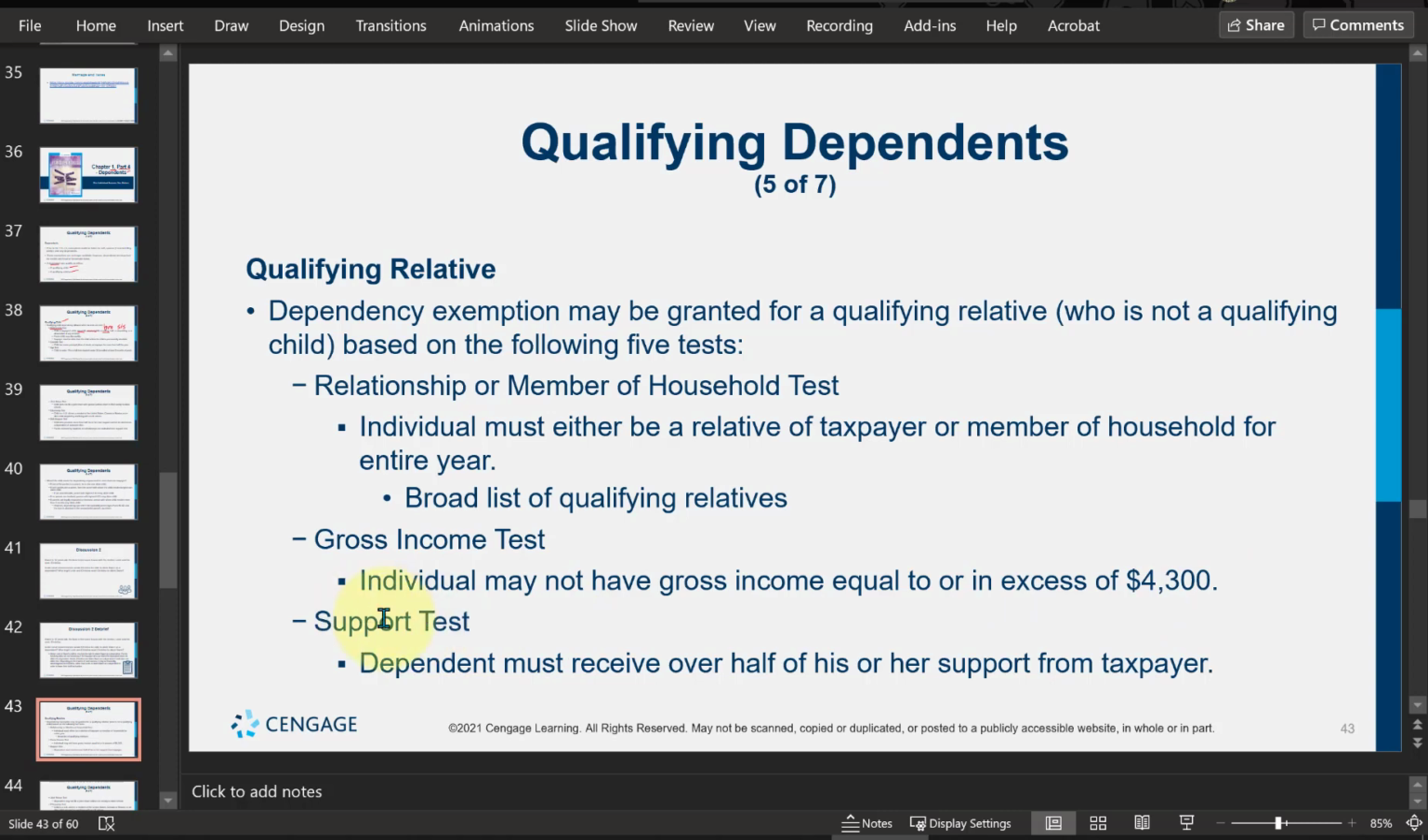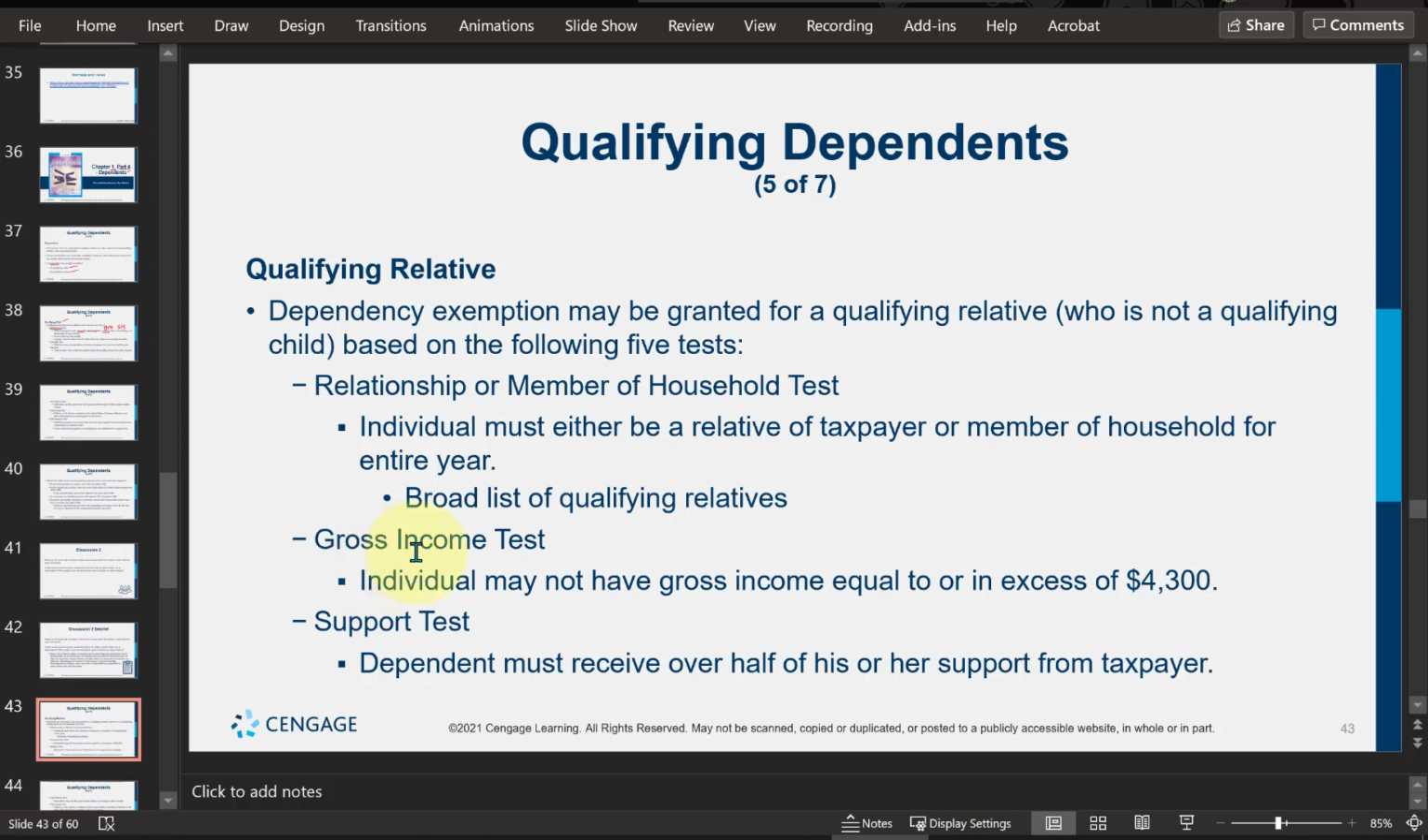which is not the same as support. This is the next test that most people think you only need to meet to claim a dependent, where our taxpayer pays for more than half of the cost to support that dependent. Of course, most people who earn income like this dependent here would spend it on themselves, for support. But if our taxpayer pays for more than half, then the taxpayer would meet this test.